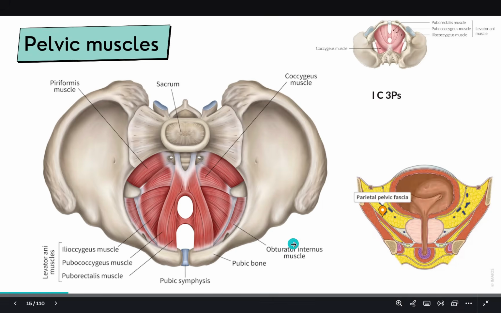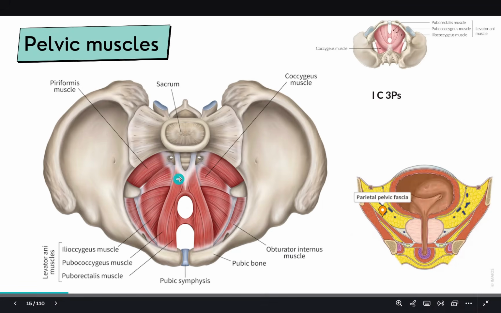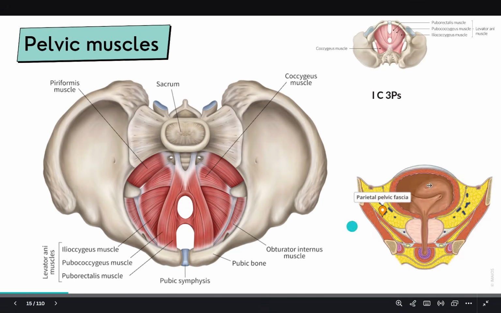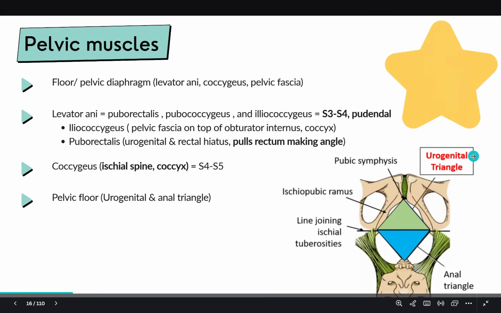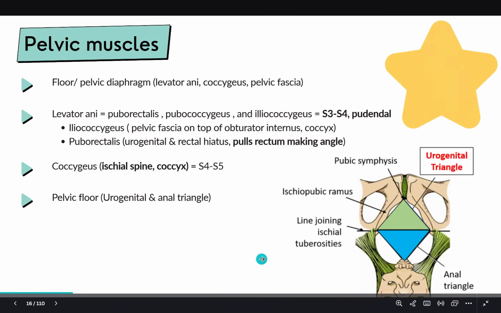But for now, just know that the structures forming the pelvic floor are the levator ani, which consists of the puborectalis, pubococcygeus, iliococcygeus, and then you have the coccygeus muscle, and we have the pelvic fascia. I remember this with the mnemonic again. I see three P's, where I means iliococcygeus, C is coccygeus, and the three P's are the puborectalis, pubococcygeus, and the pelvic fascia.